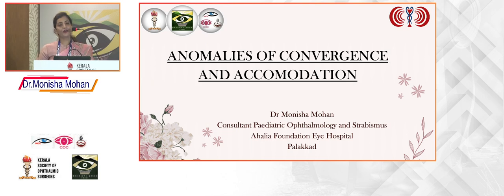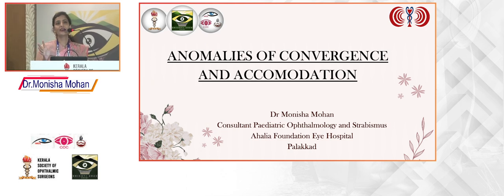So my topic here is anomalies of convergence and accommodation. Before I start, I would just like to say that all of these anomalies present the same. Patients are just going to tell you headache, eye strain, blurred vision, and that's all, unless it's an adult who's intelligent enough and has had these symptoms for quite some time, having a problem seeing from distance to near. Very unlikely patients are going to come with these kinds of complaints.